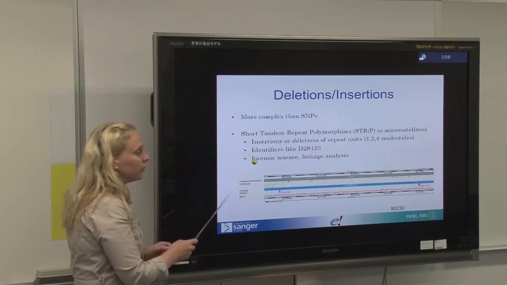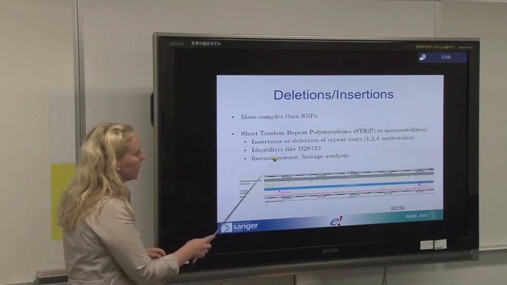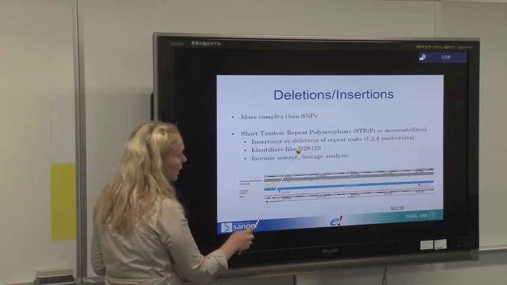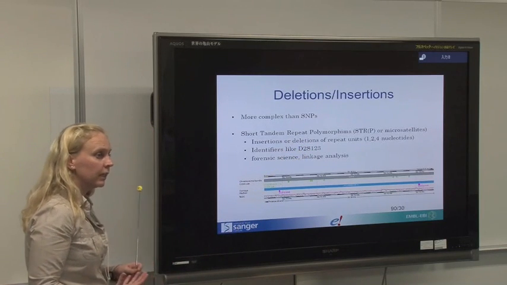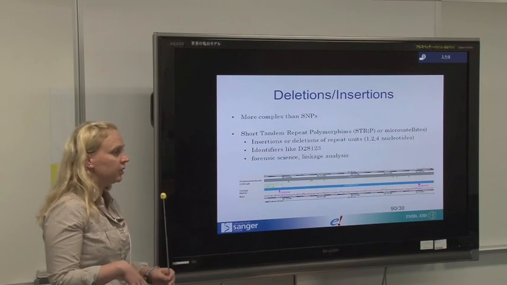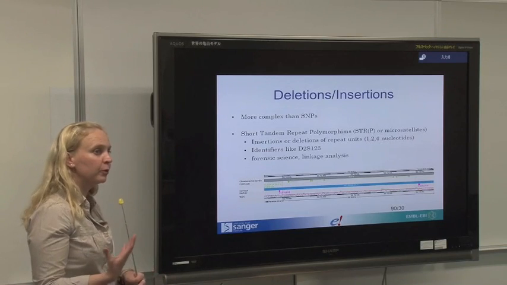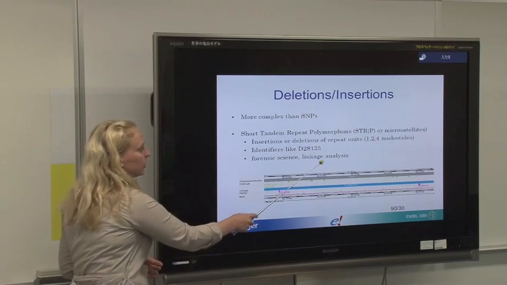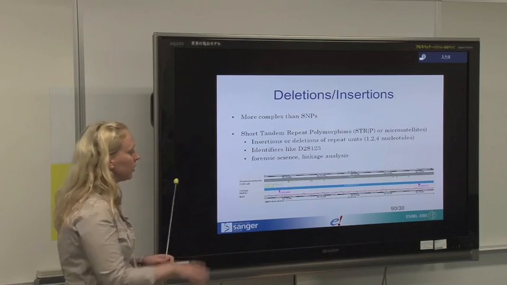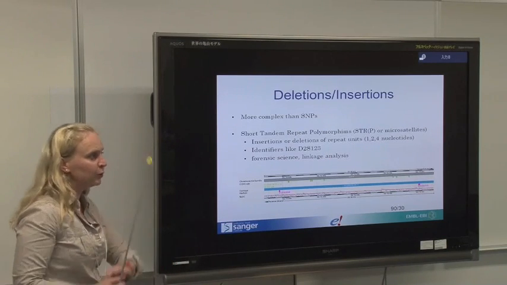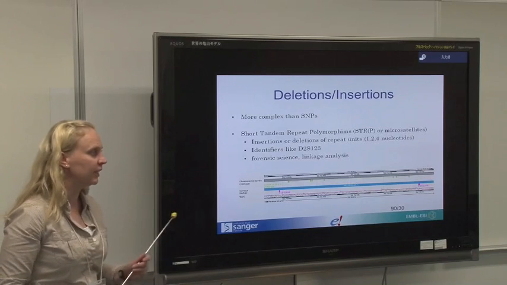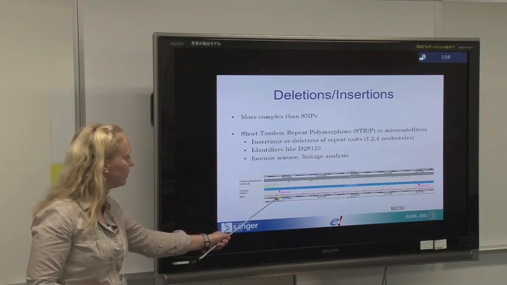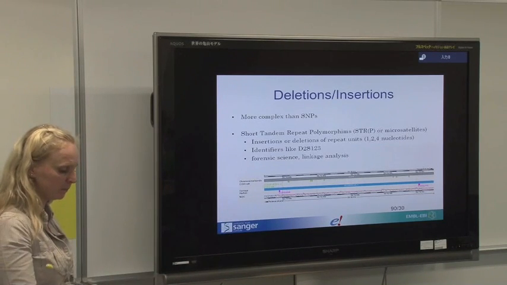And why I talk about them is that some people still use them. The identifiers look like this. They generally start with D and have S. They are widely used in forensic science, and before next generation sequencing, when people looked for mutations. They were also used in linkage analysis. So probably most of you have never heard of them, but they are just a special case of insertions and deletions that can also be visualized in Ensembl.